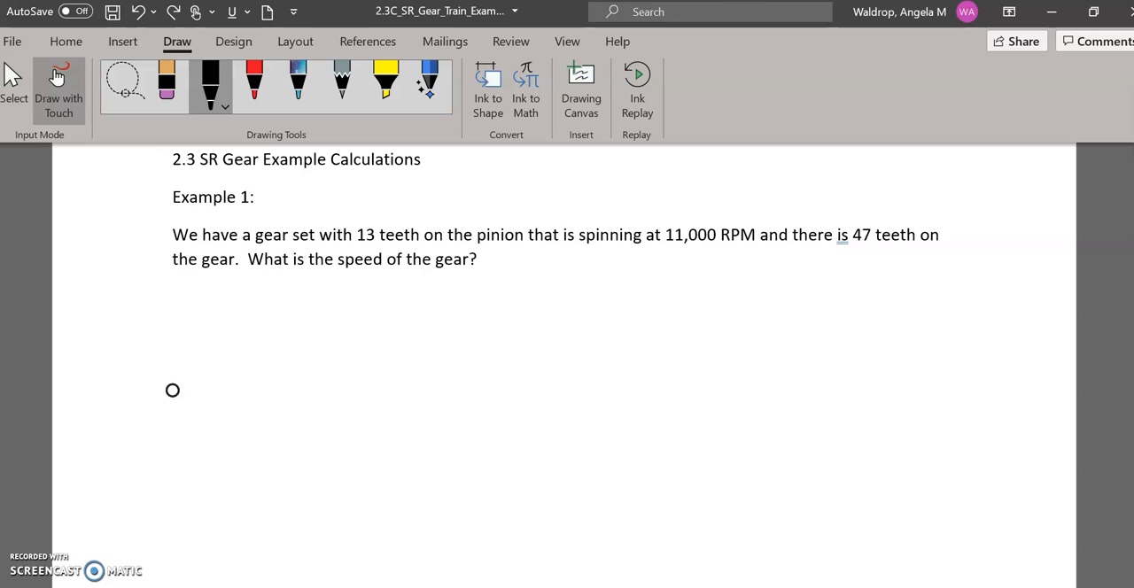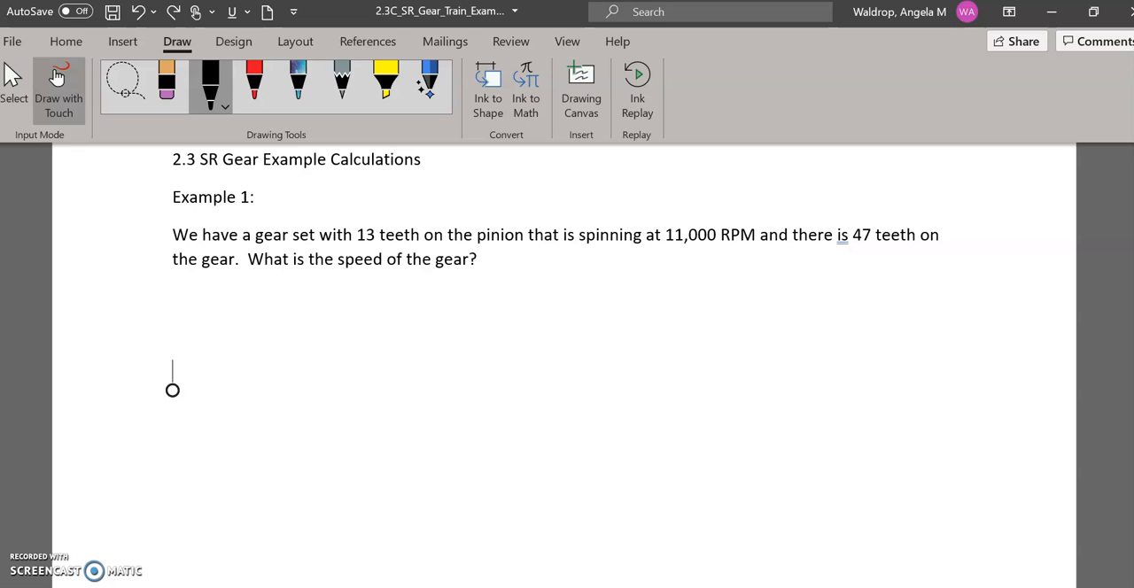So if we read the first example, it says we have a gear set with 13 teeth on the pinion that is spinning at 11,000 RPM, and there's 47 teeth on the gear. What is the speed of the gear? So the pinion is going to be the driving mechanism, the driving gear, and that is the smaller gear. So we're going to make sure that that is gear 1, and then gear 2 is going to be what's receiving the power from the pinion.